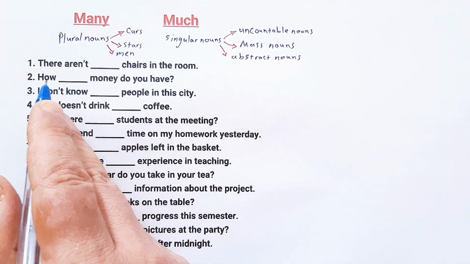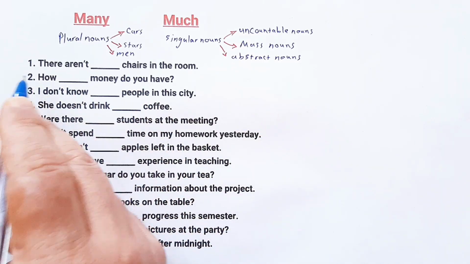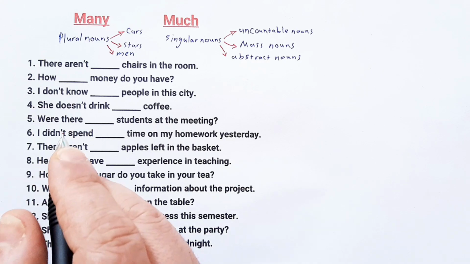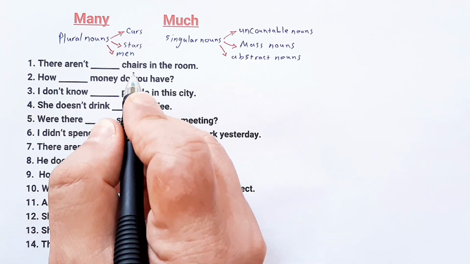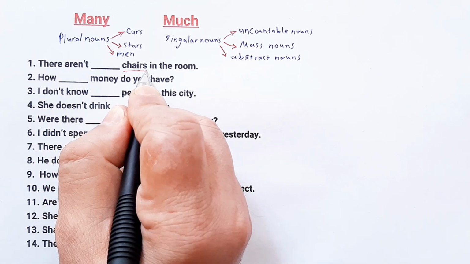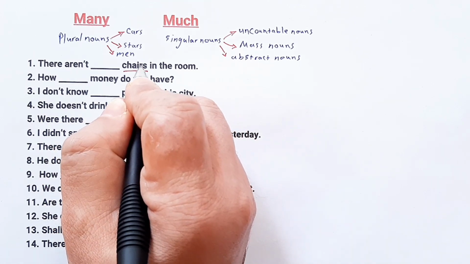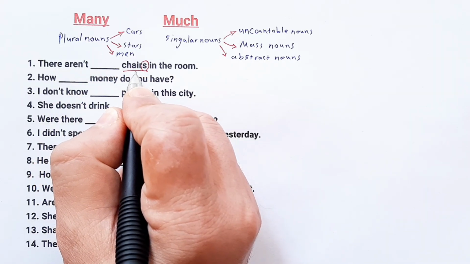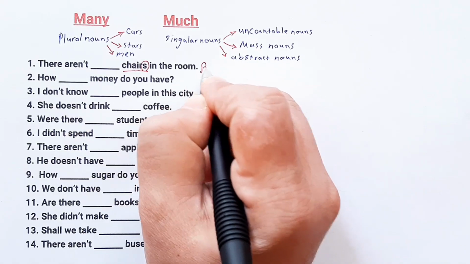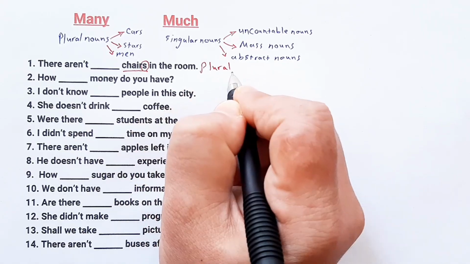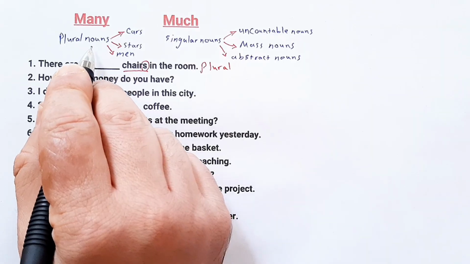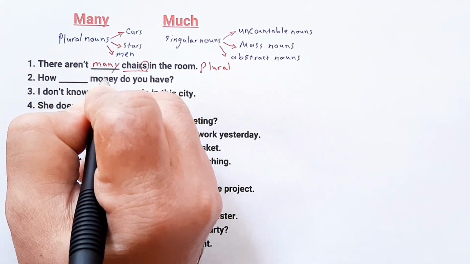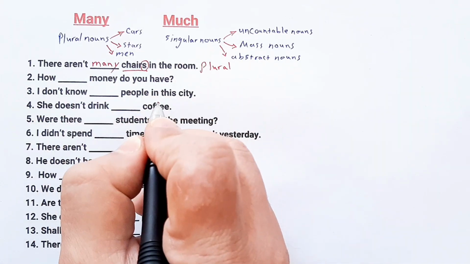Now let's take a look at the questions below. Number 1, there aren't blank chairs in the room. What is the answer, many or much? Here the keyword is chairs, and because it has plural s, we know that it's a plural noun. It refers to more than one chair, so it is plural. For plural nouns, we said we use many. There aren't many chairs in the room.